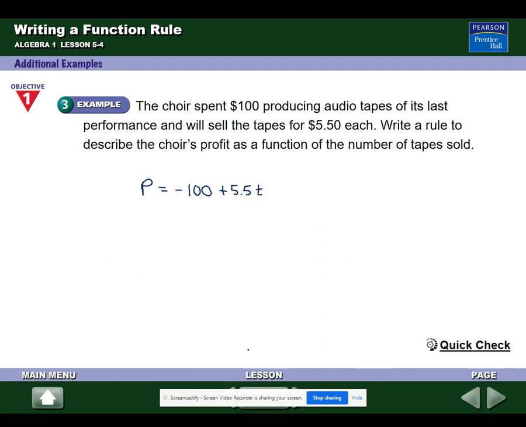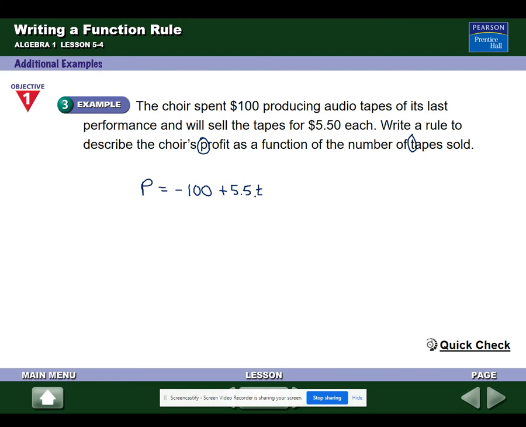So I'm using p for profit and t for tape. I'm not against it if you use y and x, but sometimes it's very beneficial to use the first letter of the words that they stand for. So profit is equal to negative 100 plus 5.50t. Think about this. If they sold 0 tapes, this would be 0. They'd be in the hole. They'd be on the hook for $100.